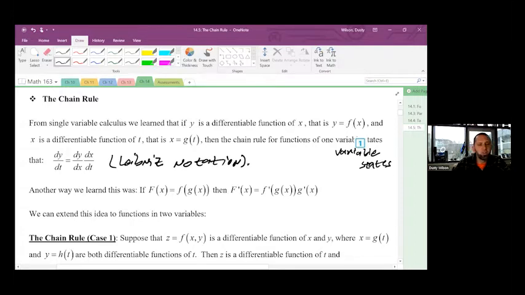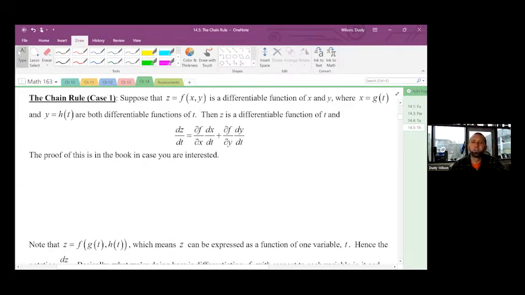Another way we learned this was if big F of x equals f of g of x, then big F prime of x equals f prime of g of x times g prime of x. We can extend this idea to functions in two variables.